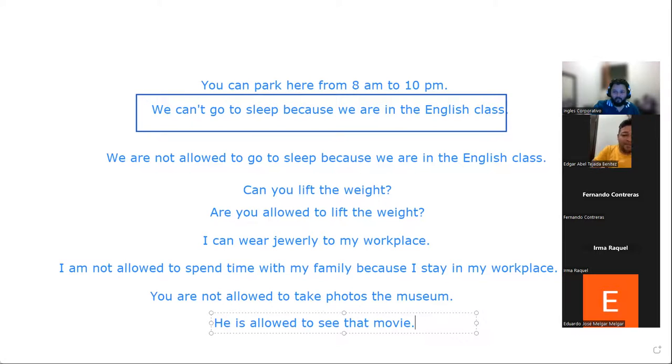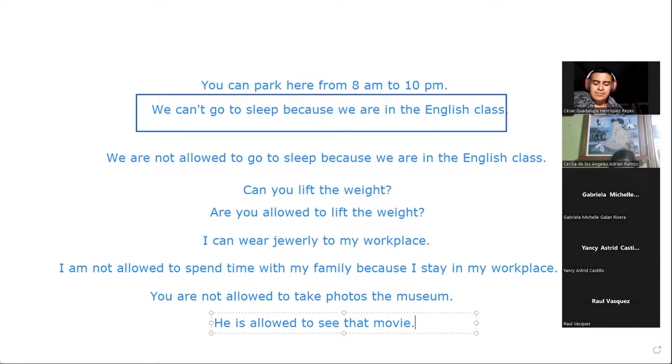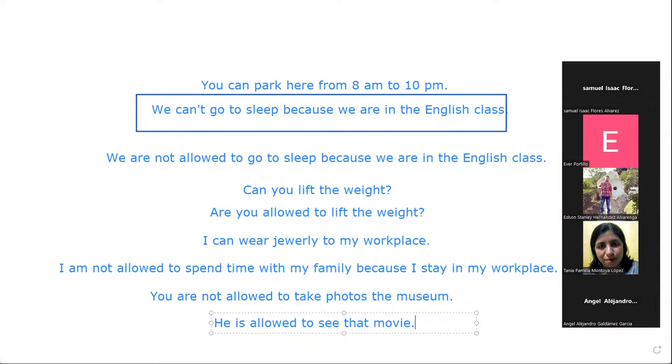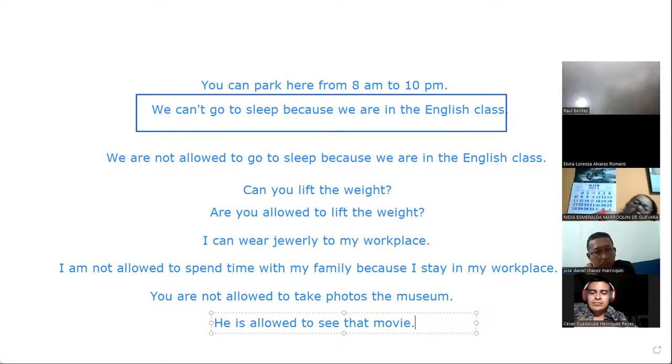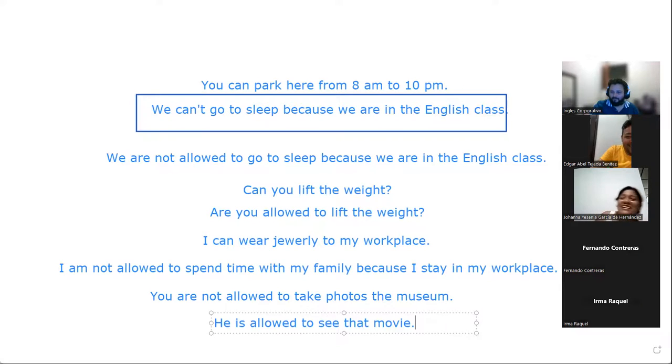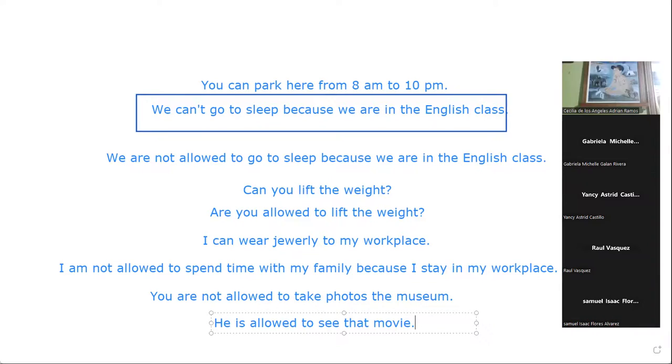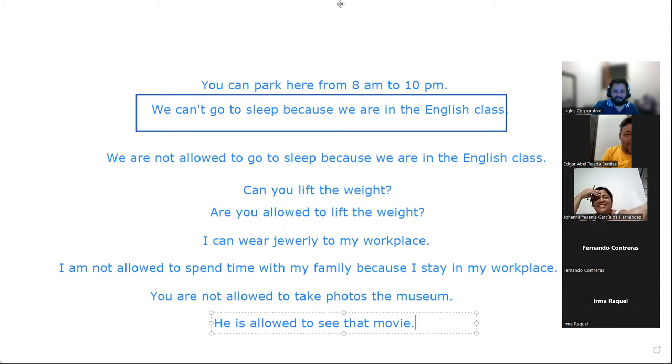Everything clear as vodka, Petrov, 3,000% alcohol? Everything clear. Todo claro como vodka, Petrov, 3,000% de alcohol? Yes? Yeah, yes, it's clear for me. All right, very good.